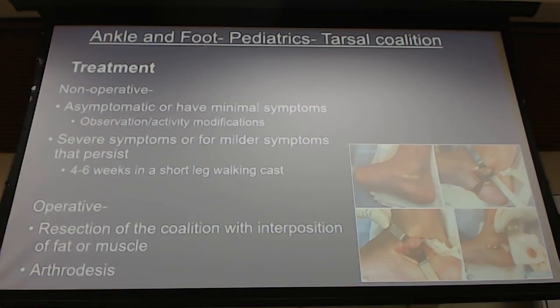So how do you treat these? If they are asymptomatic, direct observation and activity modification is the way to go. So, patient comes in, they may have mild to moderate pain, but it's tolerable. Soft tissue rest, activity modification, some NSAIDs, and have them report for follow-up.